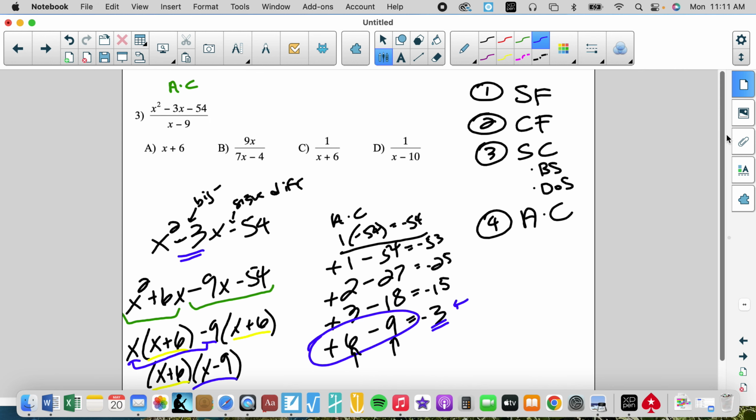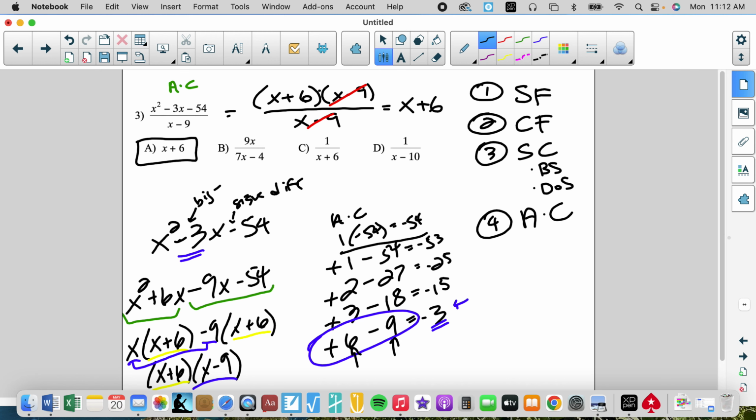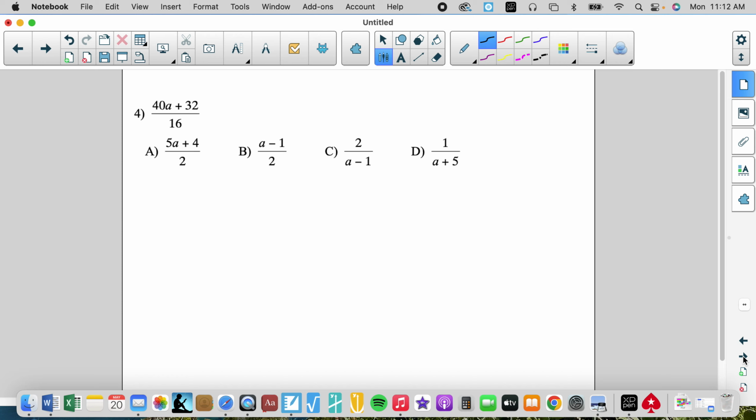So that now becomes, in the numerator, x plus 6, x minus 9 all over x minus 9. Because the denominator can't be factored, I can cancel the x minus 9s because it's a quantity and they're being multiplied between those, and that leaves me with x plus 6. So that's going to be A. And we're going to do that again. So we look at 40A plus 32. That has a common factor.